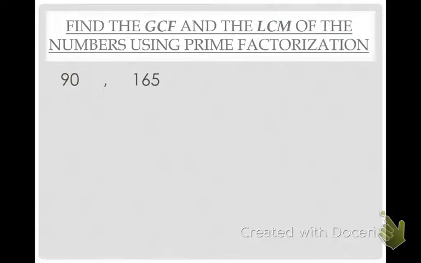Our final instructions for today tell us to find the GCF and the LCM of the numbers using prime factorization. Tell me one more time, what does prime factorization mean? Upside down division. So we're going to start it right here. You can use a lot of the same information for greatest common factor and least common multiple. So each of them, if it says prime factorization, we'll start with upside down division.